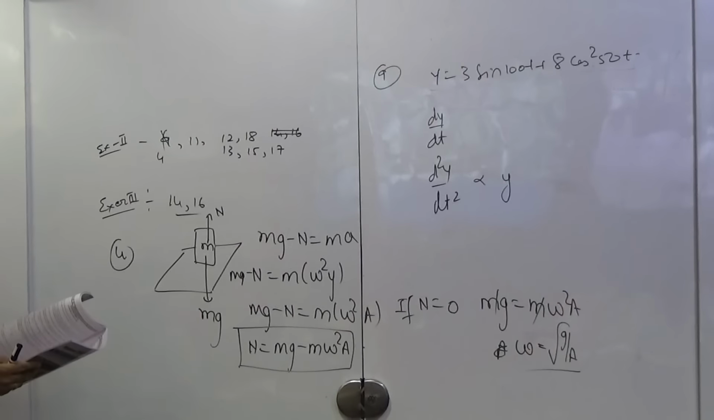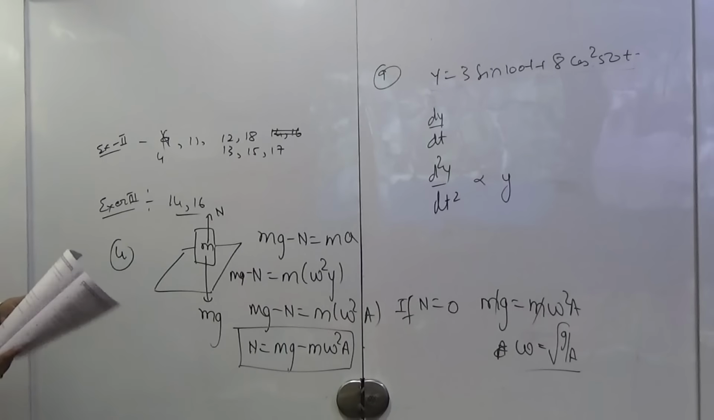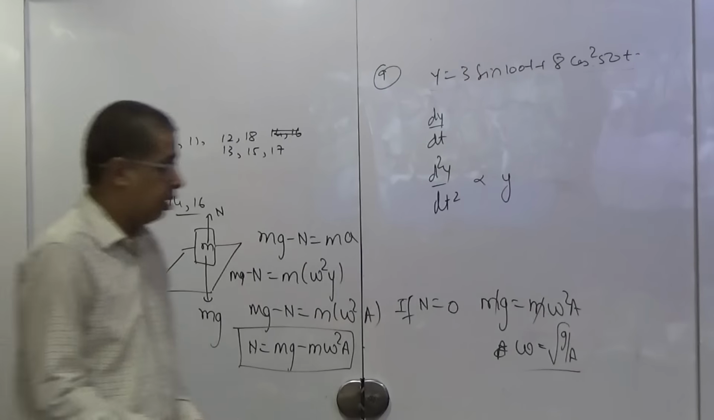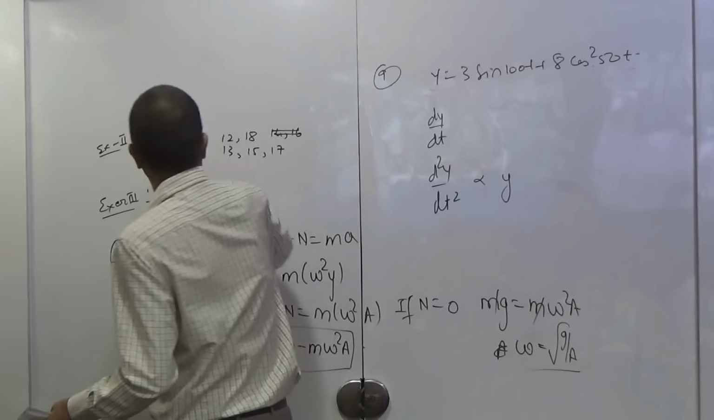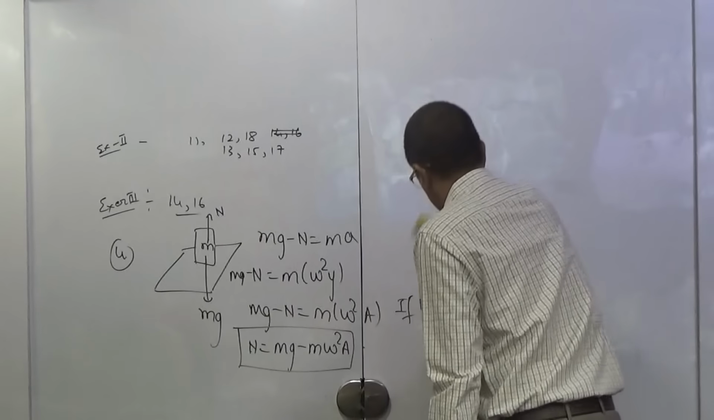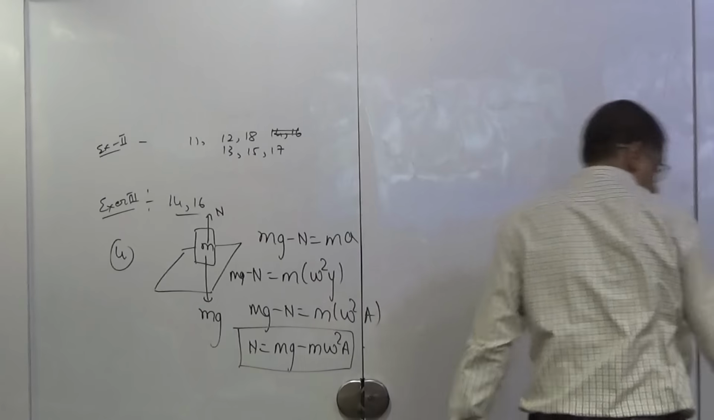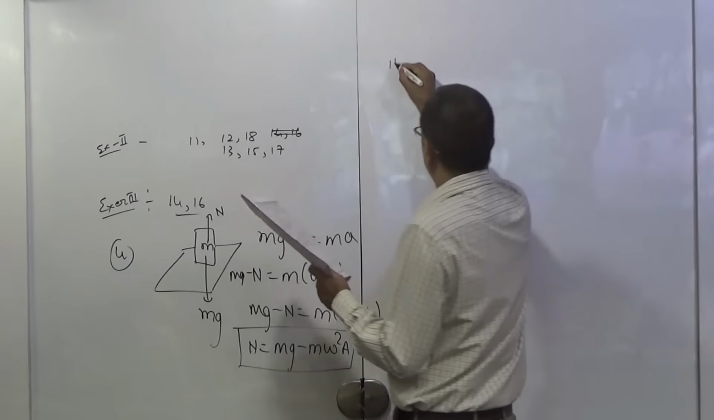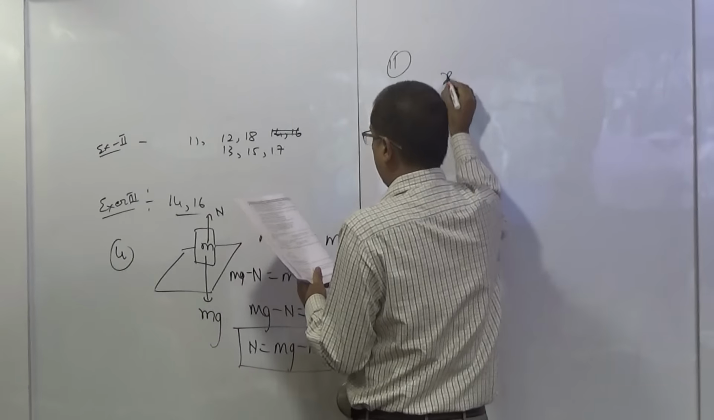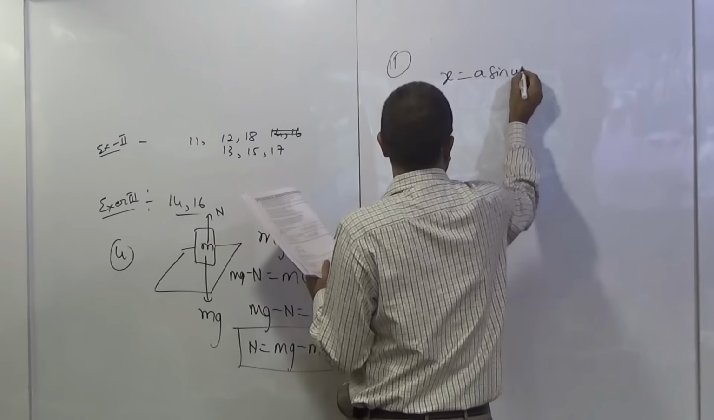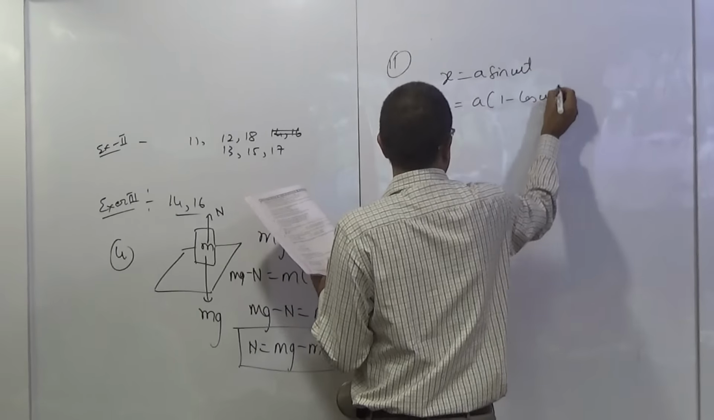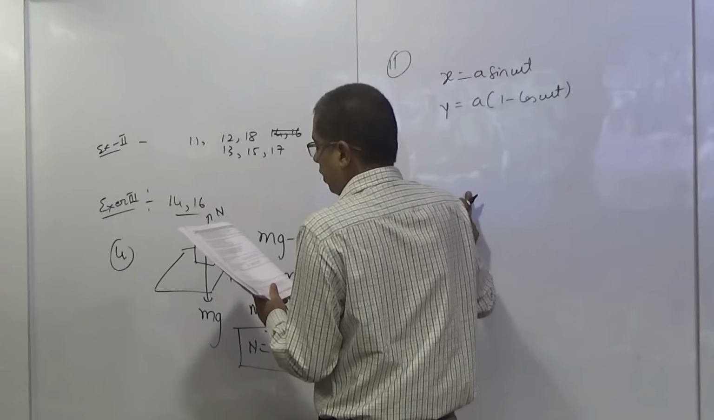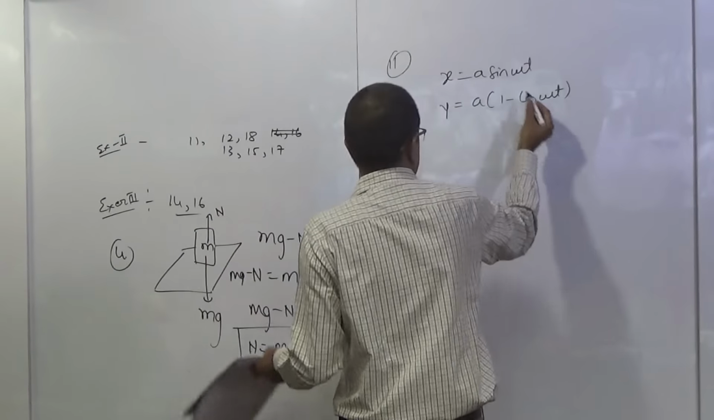11th and 12th. 11th question. x is equal to a sin omega t. y is equal to a into 1 minus cos omega t. The particle traces, have a look at it.